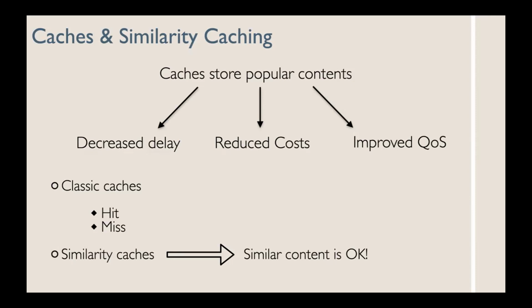With similarity caches, we have something different. We request content, and if we don't have the exact content but something similar, it's still okay. Of course, this decreases cost even more, but we have the problem of the happiness of the user. Will he be happy with the content we provided instead of the one he requested? This is what we will call quality of experience.